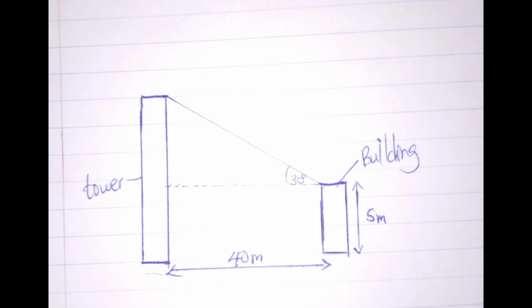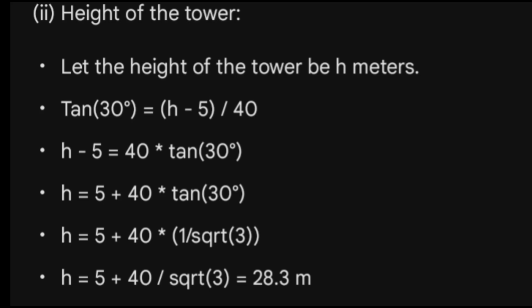Part B. 1. Diagram. Draw a diagram with a tower, a building, and the horizontal ground, showing the angle of elevation and the distances. 2. Height of the tower. Let the height of the tower be h meters. Tan 30 degrees equals (h - 5)/40. H minus 5 equals 40 times tan 30 degrees. H equals 5 plus 40 times tan 30 degrees. H equals 5 plus 40 times 1/sqrt 3 equals 28.3 meters. Height of the tower equals 28.3 meters.